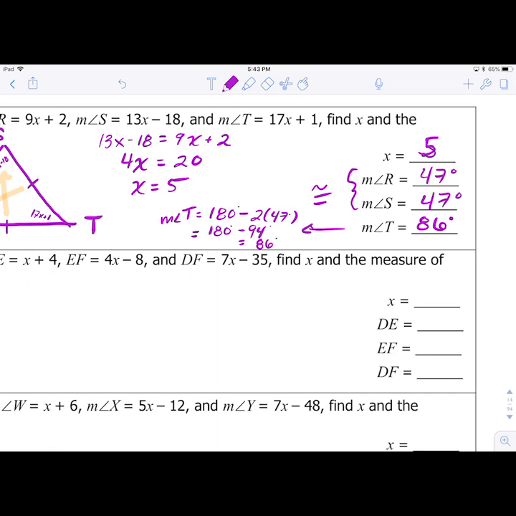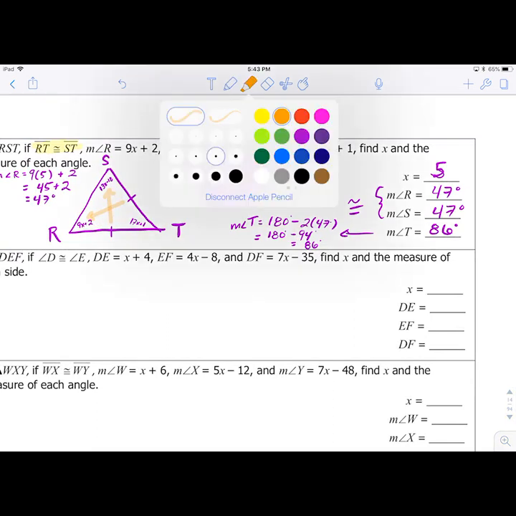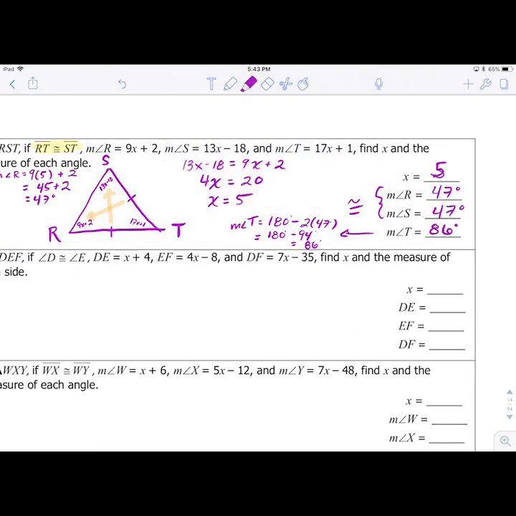There we go. Pretty simple. How can I know I'm correct? How can I check just real briefly that I'm correct? What do these have to add up to? If I add 47, 47, and 86, I have to get 180, which I do, so I know I'm good to go. Bam. All right.